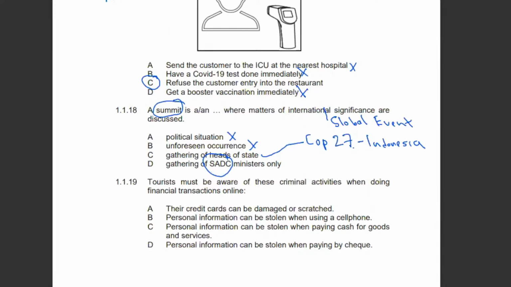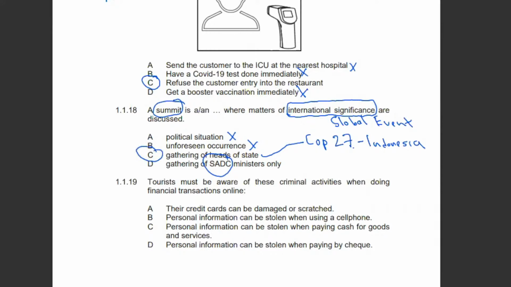So SADC won't be applicable because SADC is only mainly composed of Southern African states. Yet the question requires you to identify where matters of international significance are discussed. So international matters are discussed at a summit where heads of state gather. So the correct answer will be C, which is a gathering of heads of state.